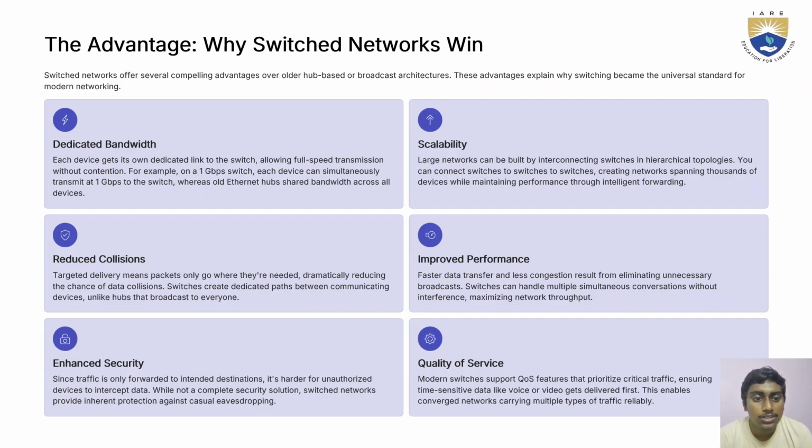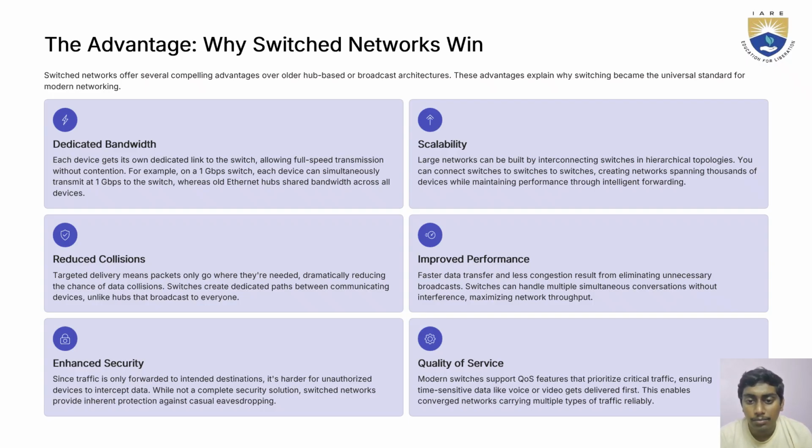The advantage. Why switched networks win? Switched networks offer several compelling advantages over older hub-based or broadcast architectures. These advantages explain why switching became the universal standard for modern networking. Dedicated bandwidth. Each device gets its own dedicated link to the switch, allowing full speed transmission without contention. For example, on a 1 Gbps switch, each device can simultaneously transmit at 1 Gbps to the switch.